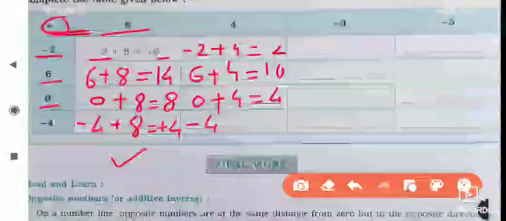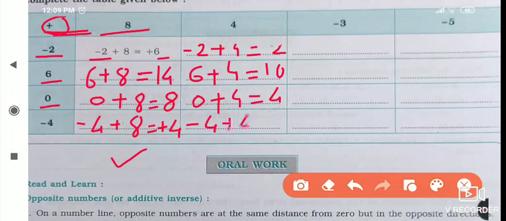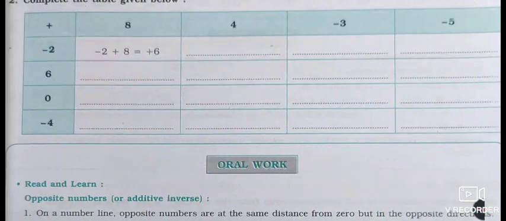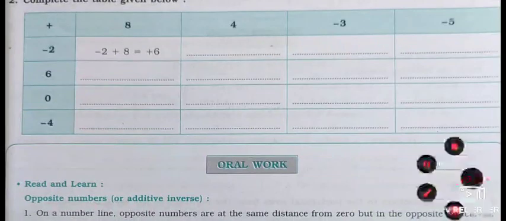At last it is minus 4 and plus 4. Signs are different, we have to do the subtraction. So 4 minus 4 is equal to 0, and the 0 doesn't have any sign. If you are writing positive 0 or negative 0, then both these answers are wrong, because 0 doesn't have any sign. Okay, so in that way we have to complete this. Now we will see the next two boxes.